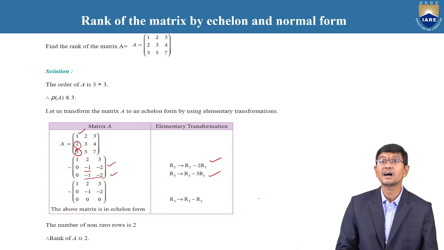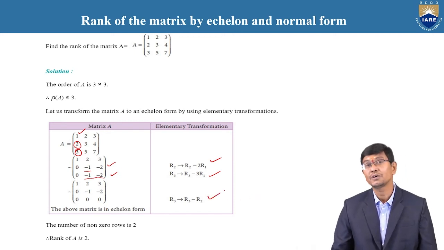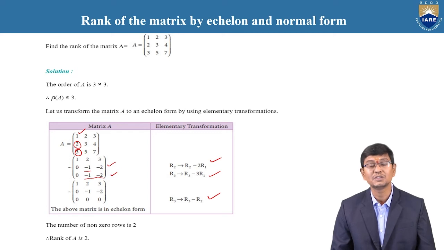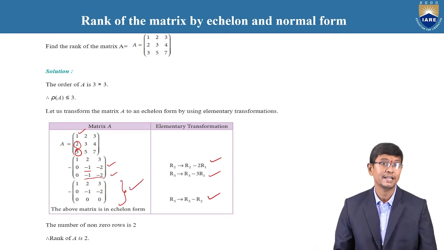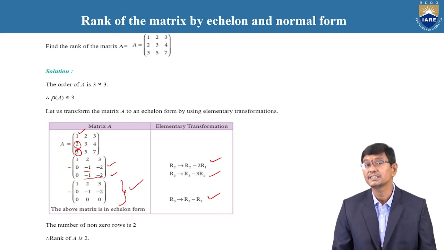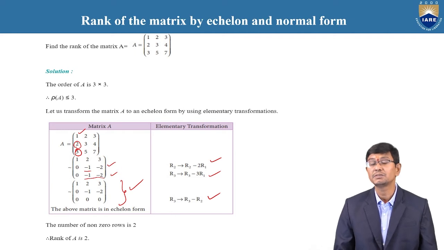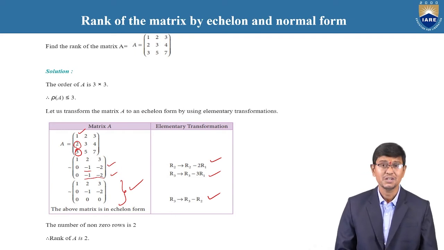Therefore, by applying R3 minus R2, the last row of the given matrix changes to 0, 0, 0. Now observe this matrix: it is clearly in echelon form, because the first condition is satisfied, the second condition is satisfied, and moreover the third condition is also satisfied.